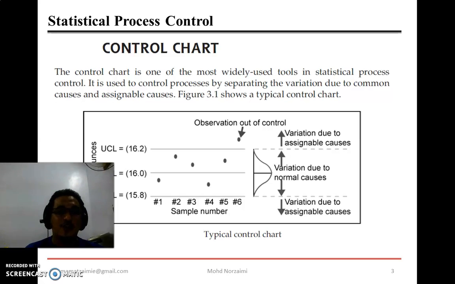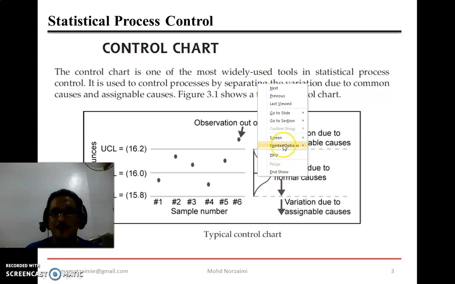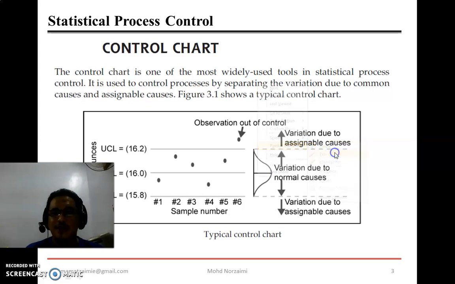In the previous chapter we learned about the normal distribution, or normal curve. When we turn the normal curve by 90 degrees, we can convert it into a control chart. Out of control is considered a special cause. Inside the control limits is considered a common cause. So this is the common cause, and this is the special cause.